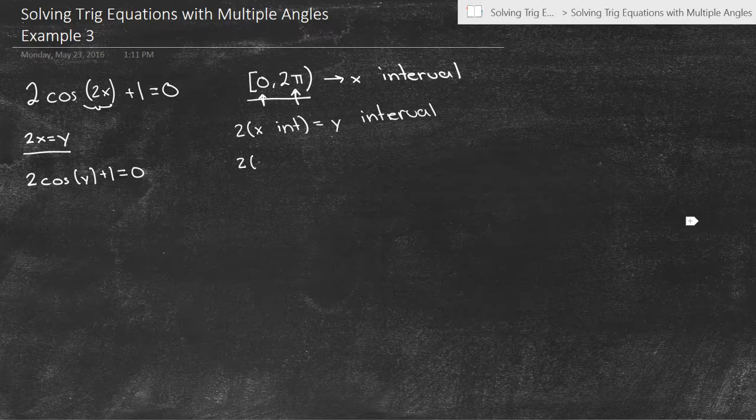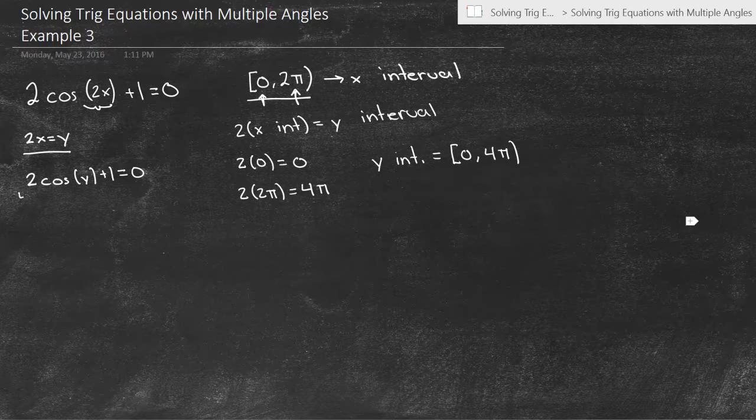So 2 times 0, because that's the lower bound, equals 0. So that's the lower bound of the y interval. And then the upper bound, we're going to do 2 times 2 pi equals 4 pi. So that's the upper bound of the y interval. So our y interval is from 0 to 4 pi. And now I can solve this equation here and just keep in mind that I'm going to be solving from 0 to 4 pi, so I'm going to go around a unit circle twice.